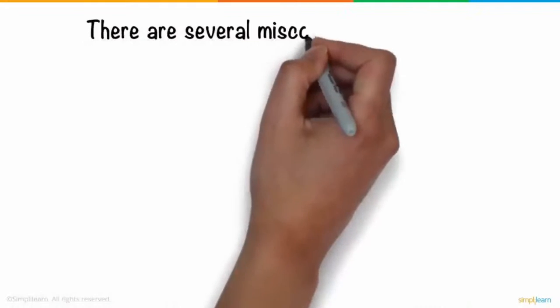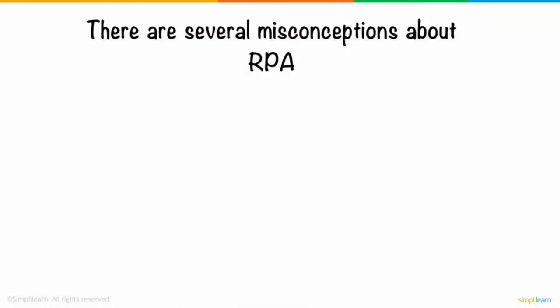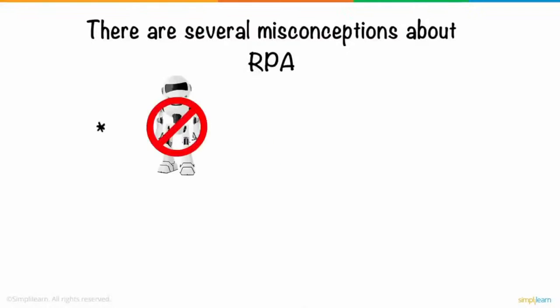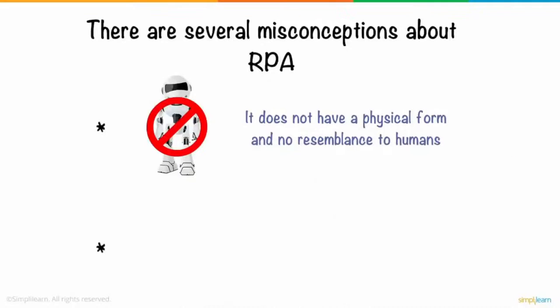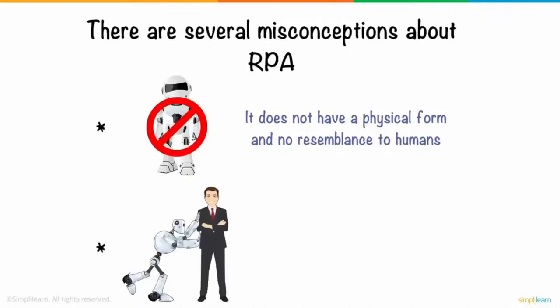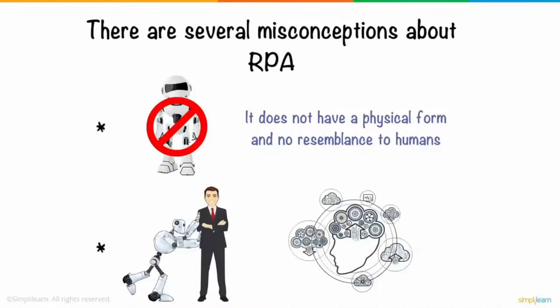There are several misconceptions about RPA. RPA is not a humanoid robot. It does not have a physical form and no resemblance to humans. RPA cannot replace humans or replicate human cognitive functions. It does not have a brain of its own, and cannot perform logical or critical thinking as humans do.